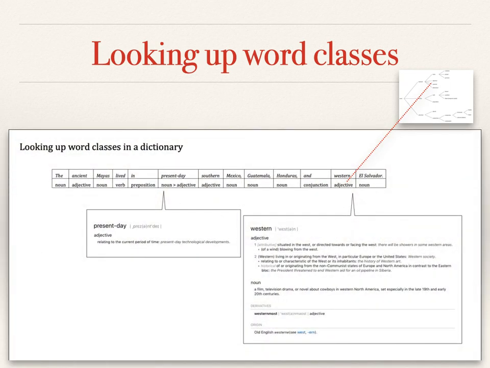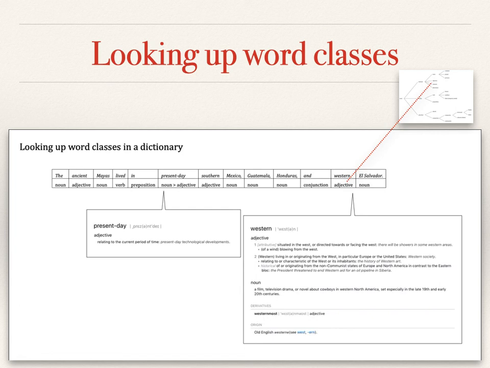So if you take this example, it comes from a text that's part of the exercise. The ancient Mayas lived in present-day southern Mexico, Guatemala, Honduras, and western El Salvador. Then if you're interested in finding out what present day is, you look it up in a dictionary and you'll find that even though you could think of it as a noun, it has an adjective function in the sense of relating to the current period of time. And then you can look at the examples given in the dictionary, as in this case, present day technological developments, and you can check them against the text passage you're trying to analyze.